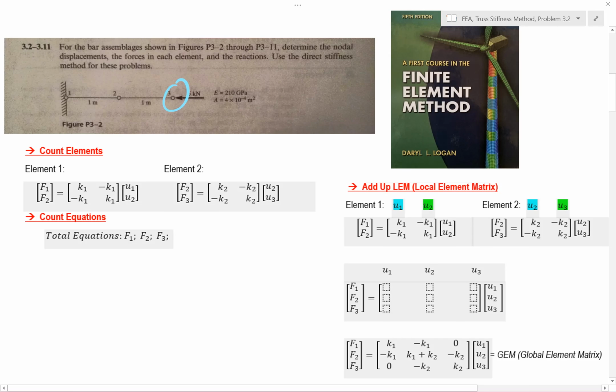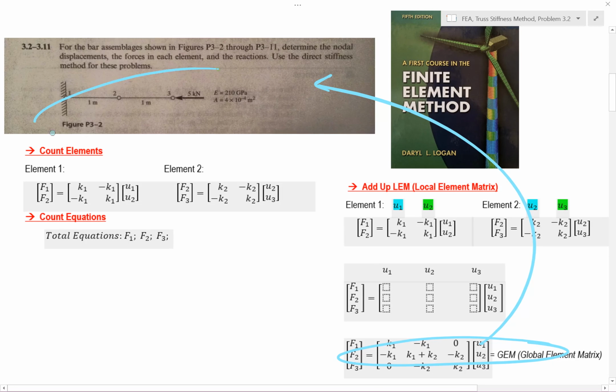Okay, so if you notice here, there's a 0 here and 0 here. So go ahead and put in the zeros where there's missing places. Okay, so now we've successfully added up our global element matrix. This right here represents this entire system.